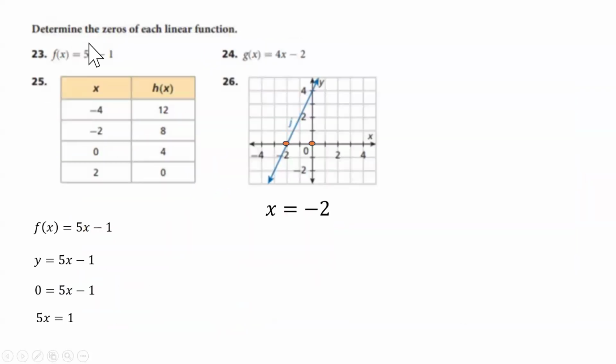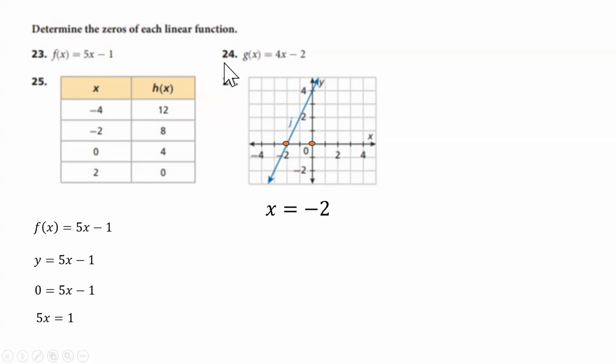Now we come to this one: determine the zeros of each linear function. Zeros means I set y to 0. So for number 23, you put 0 instead of f of x, which is the same as y. Here f of x equals 5x minus 1. You put 0 and you solve the equation for x. x will be 1 over 5. So the value of x here is 1 over 5.